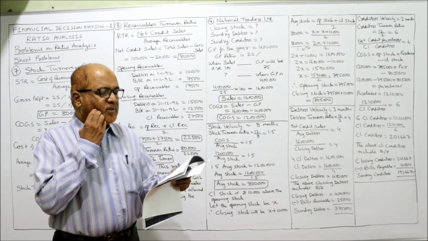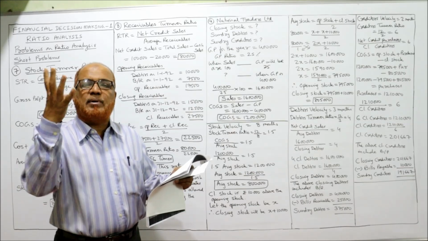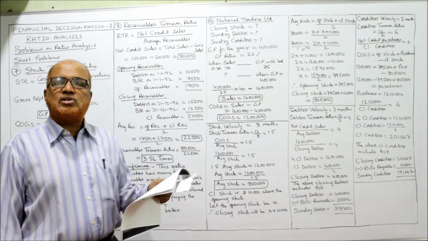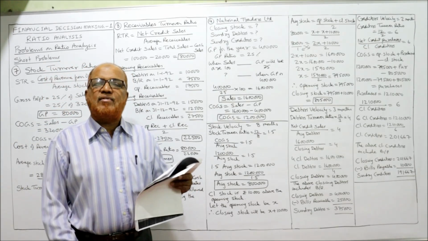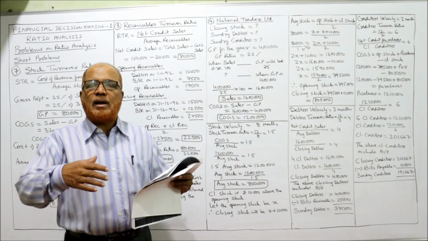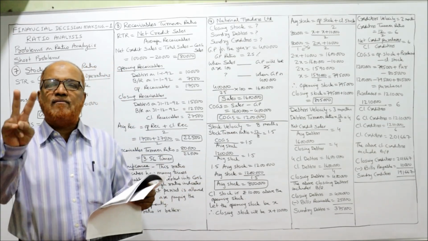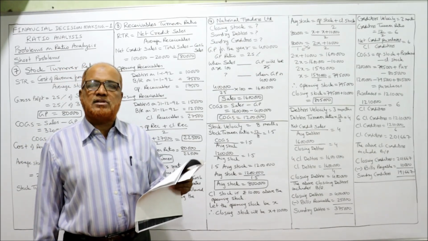Debtors velocity 3 months. That means we are recovering the cash from debtors every 3 months. Similarly, stock velocity 8 months. We are converting the stock into sales every 8 months. Creditors velocity 2 months. That means we are paying the amount to creditors every 2 months. And gross profit ratio 25%.